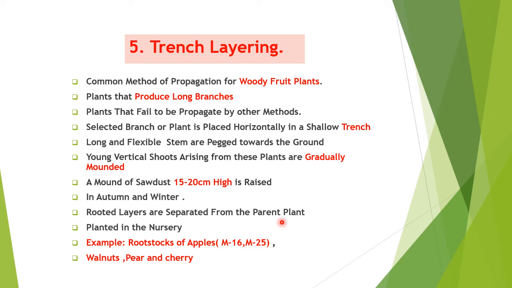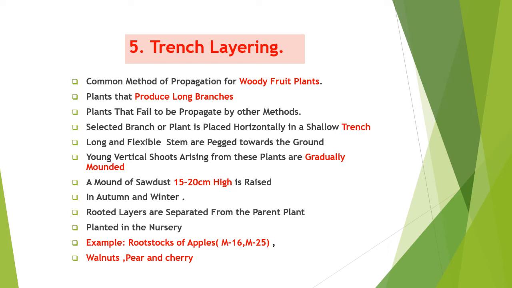So this way you can make rootstocks of apple like M16, M25, and walnut, pear and cherry are successfully done with trench layering. Especially the rootstocks are propagated through trench layering because it gives a good rootstock. Vertical branches form as the shoot, and the stem downwards has a perfect root, and then it's used for grafting, which will be the rootstocks of the apple. Through successful grafting, you are then making a grafted plant of an apple or cherry or a pear. So this is called trench layering.